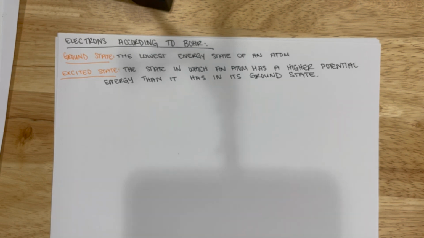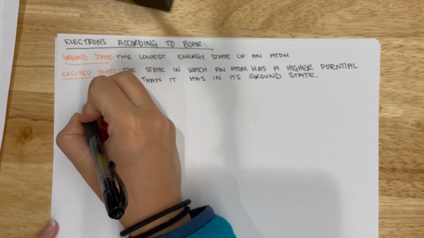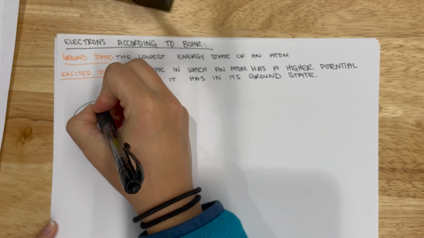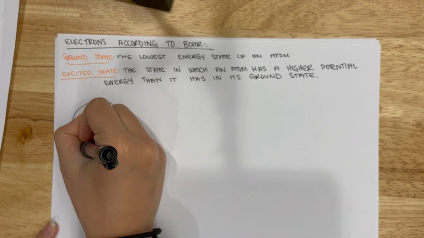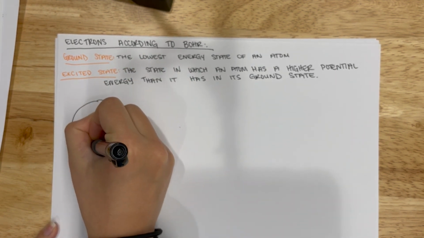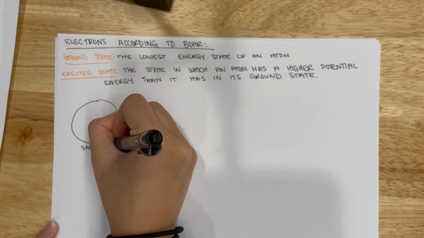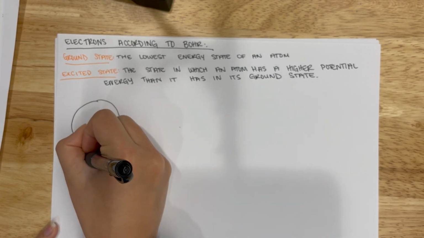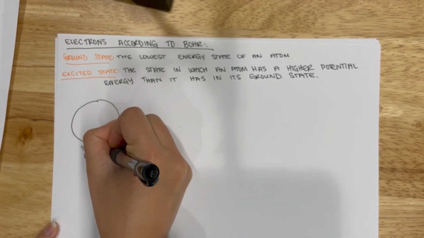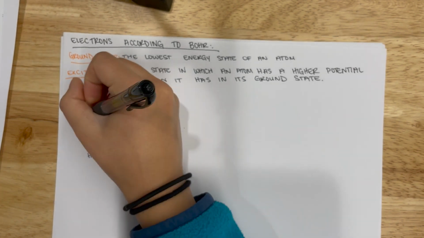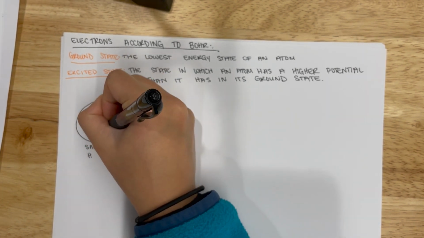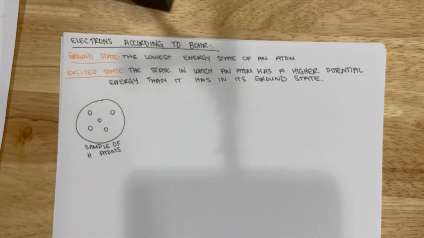But essentially, he looked specifically at hydrogen. So Bohr took a sample of hydrogen, right? And I'm just going to draw a little picture to showcase this, right? So we have a sample of hydrogen atoms. And we're just going to show these as little dots, right? This is our sample of hydrogen atoms.